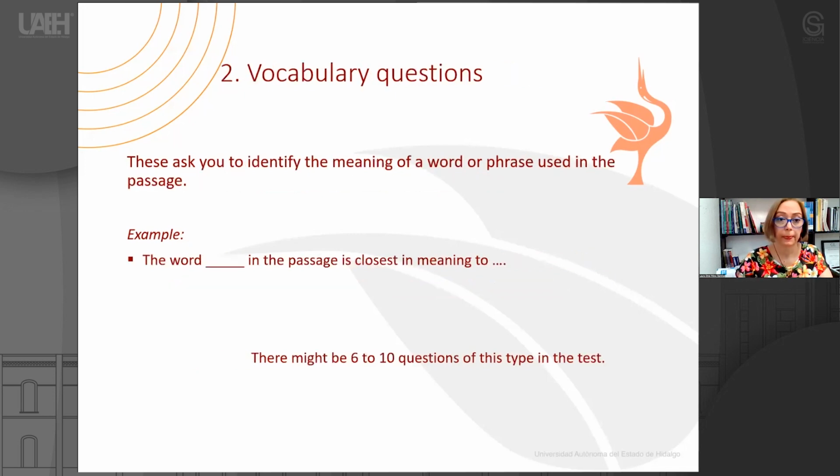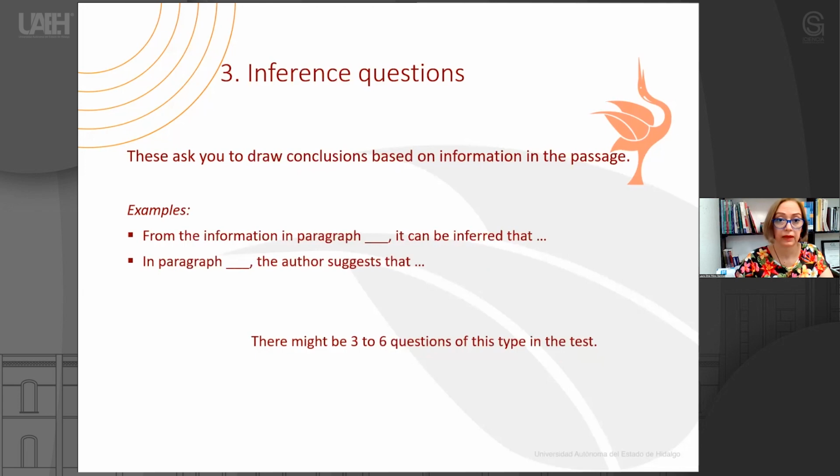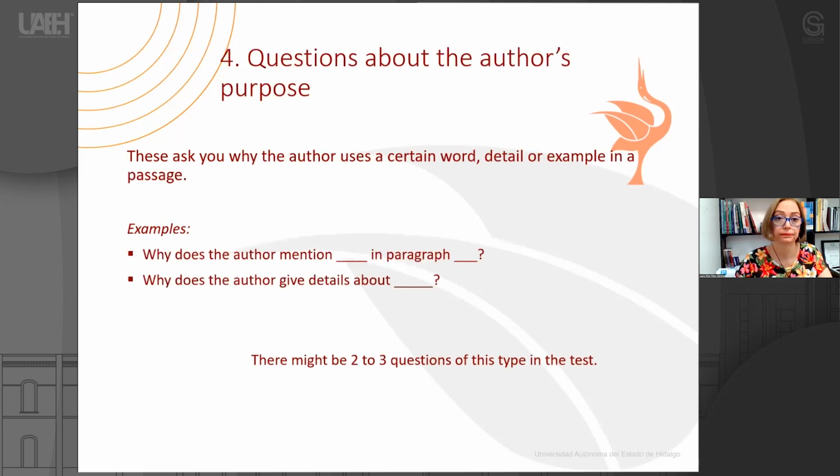Vocabulary questions. They ask you to identify the meaning of a word or phrase used in the passage. For example, the word A in the passage is closest in meaning to. There might be 6 to 10 questions of this type in the test. Inference questions. They ask you to draw conclusions based on information in the passage. For example, from the information in paragraph A, it can be inferred that, in paragraph A, the author suggests that. There are only 3 to 6 questions of this type in the test.